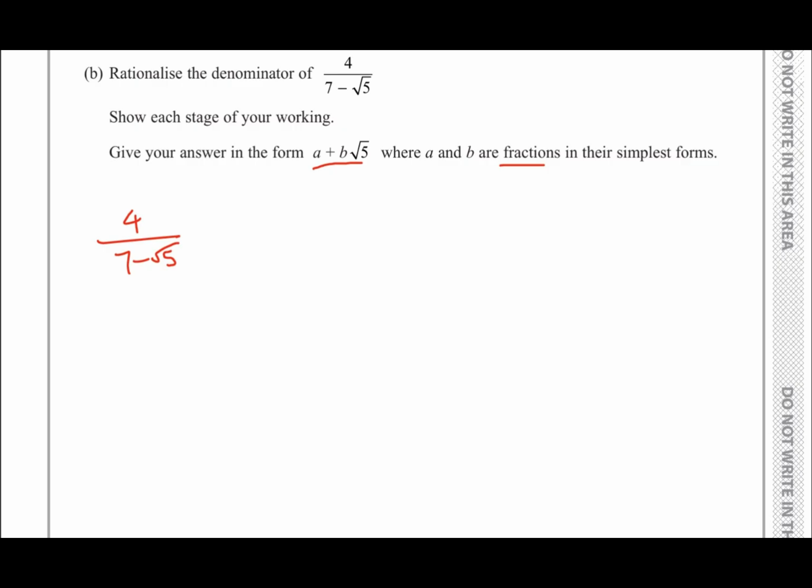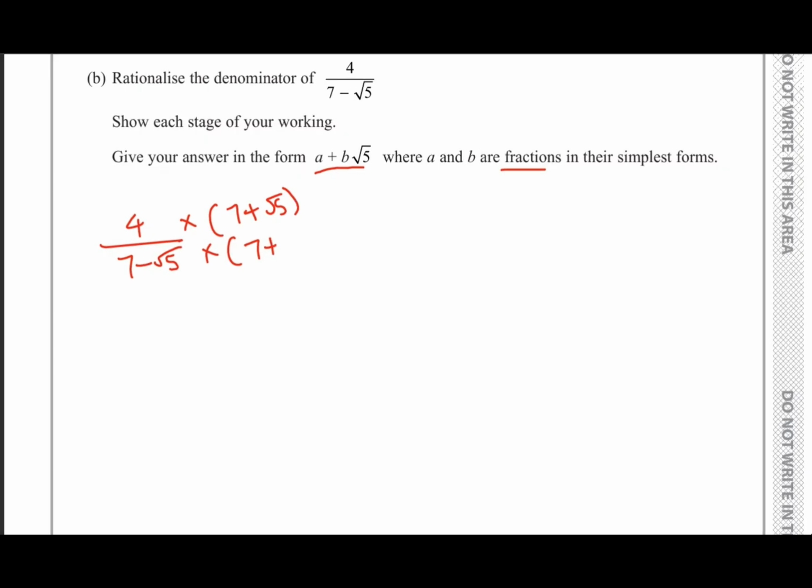Whenever you come across a question like this, you would simply be multiplying both the numerator and denominator by the exact same thing as the denominator, with the opposite sign in between. So in this case I would be multiplying both the numerator and denominator by 7 plus root 5. If you had plus in here, you would be multiplying by 7 minus root 5, just the opposite sign. And then I'd be expanding this.